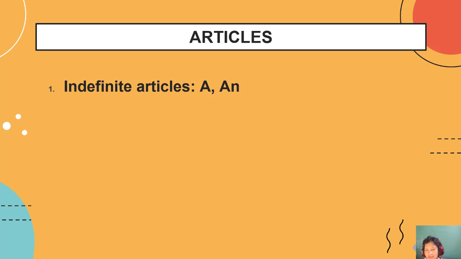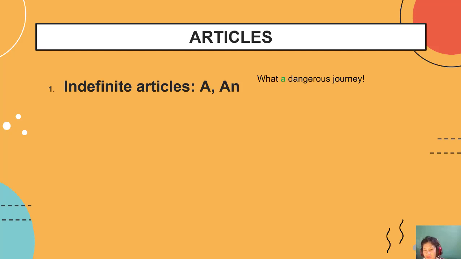The first is indefinite articles, a or an. Indefinite articles relate to singular countable noun. I repeat, singular countable noun. Okay, I will give you some examples. The first is, he is an ecologist. This is subject complement, sometimes showing an occupation, like he is a teacher, he is a soldier.